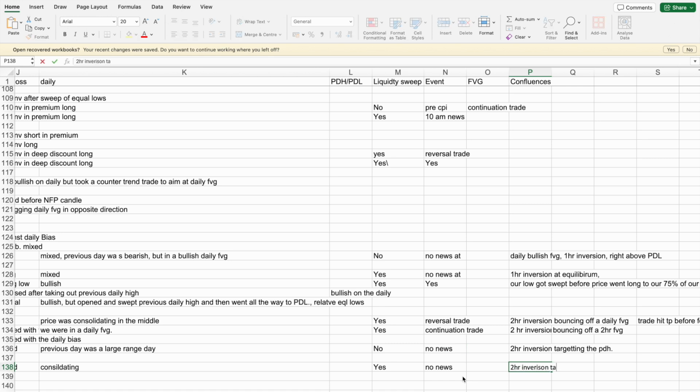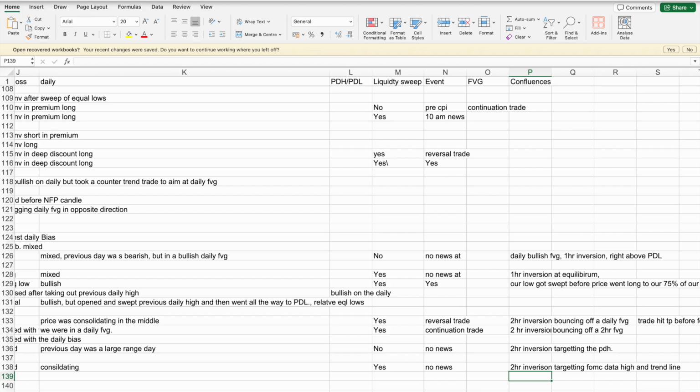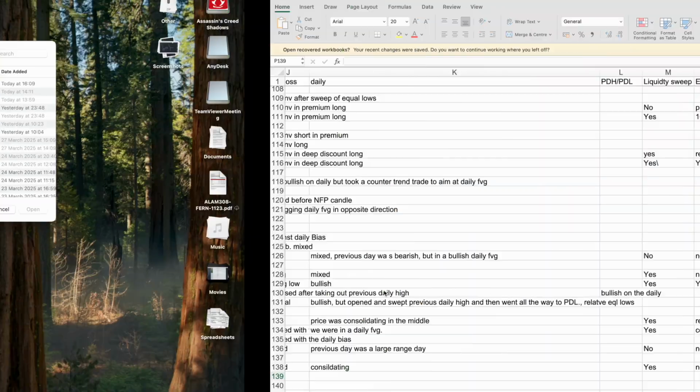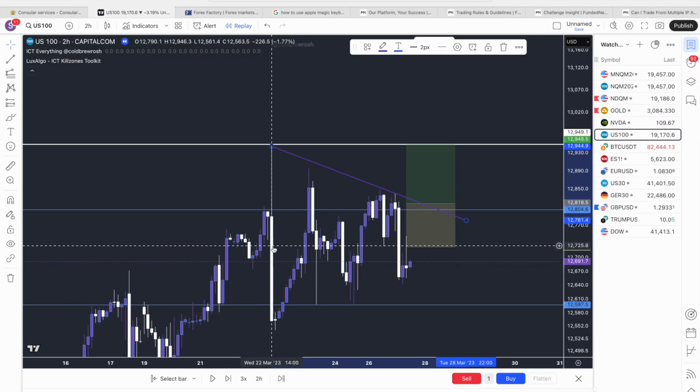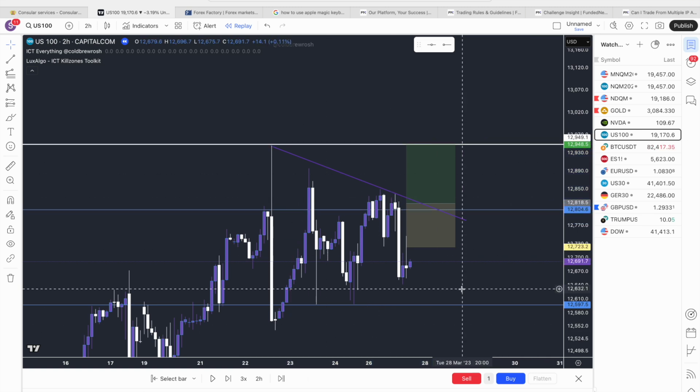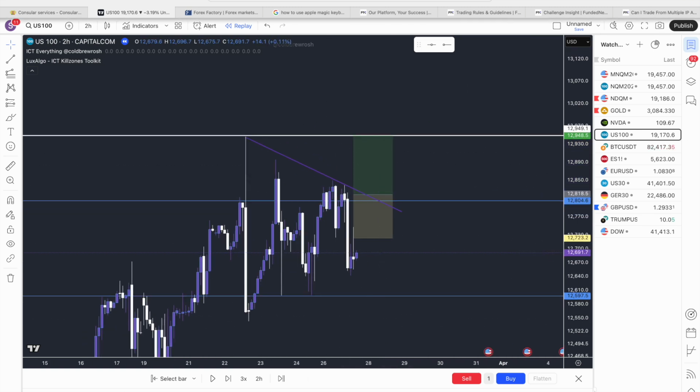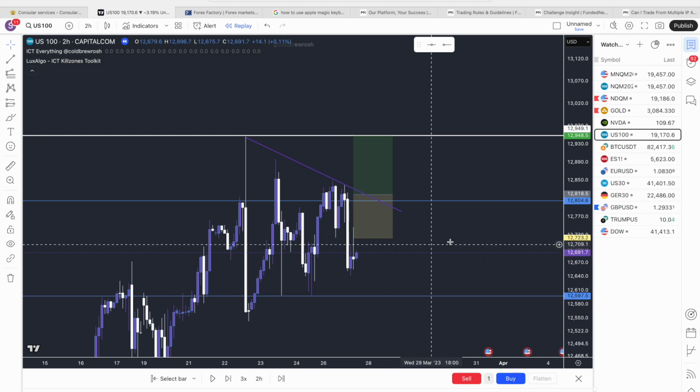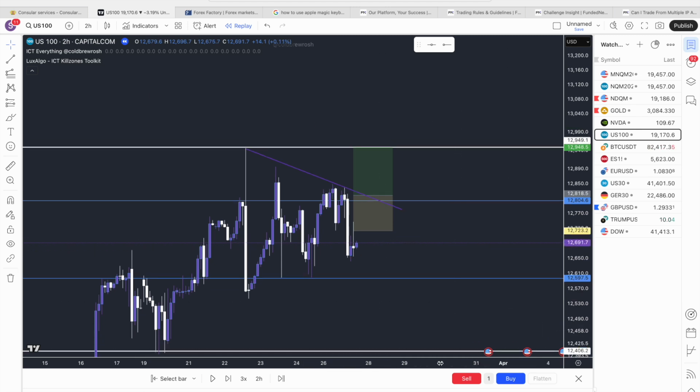2-hour inversion targeting FOMC data high and line. Could be end of the month consolidation, I don't know. It is the end of the first quarter as well, and I think that's when they kind of change the futures contracts as well, so that could be another play as to why NAS is just consolidating at the end of the month.